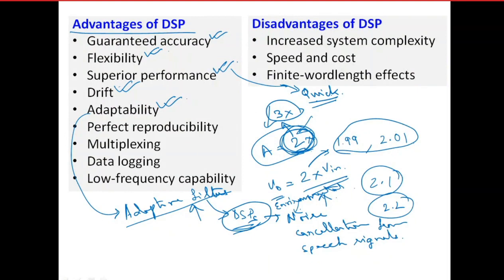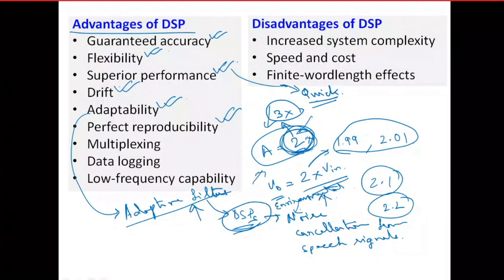Okay. Then perfect reproducibility. As I told you, every time if you want a gain of 2, you can get a gain of 2. Then multiplexing. Multiplexing means processing of multiple signals at the same time. In analog signal processing, we cannot do it, because in the same circuit, one circuit will be used by one signal only. However, in digital signal processing, we can process multiple signals by providing some time lags, and it is called multiplexing.